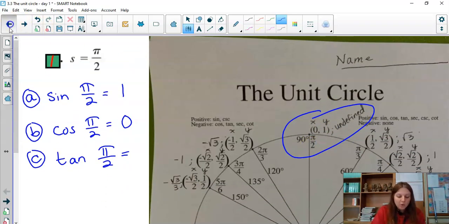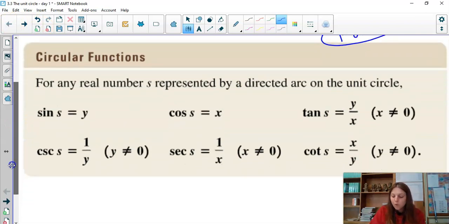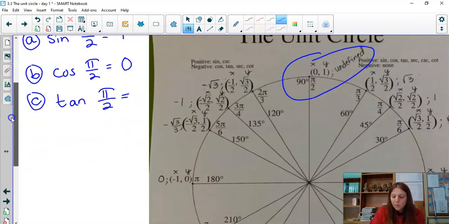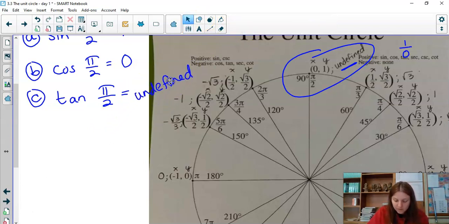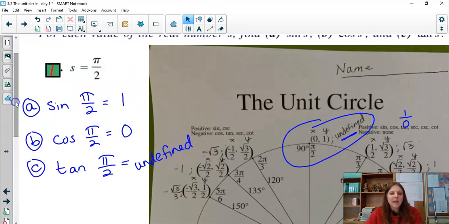Now, the tangent, according to this chart, is the y over the x, the y divided by the x. But I actually calculated those for you on the unit circle. I took 1, I divided by 0. If you do 1 divided by 0, you will see that it's undefined in your calculator. So undefined is the value of the tangent. And you can actually write that next to it, like so. Okay, and that's it. I mean, you're just identifying things on the circle.